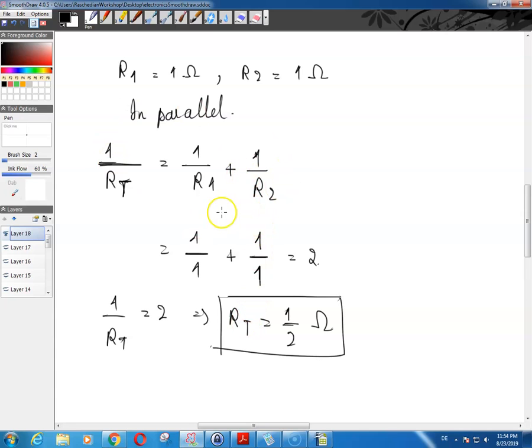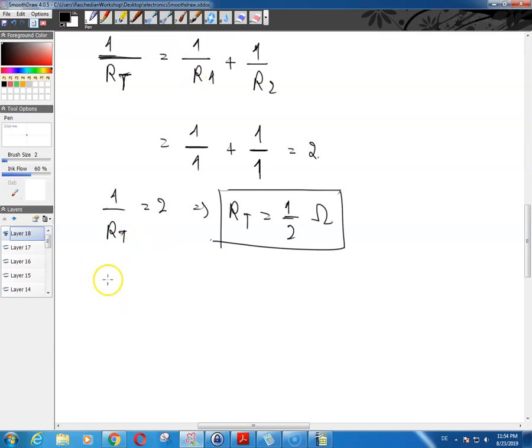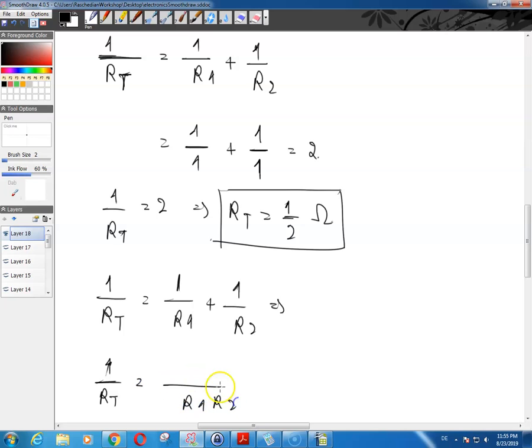Otherwise, if you want to use the other formula so that you don't have to take the reciprocal of both sides, let's derive it again. 1 over R of t is 1 over R1 plus 1 over R2, and so 1 over R of t is equal to R1 plus R2 over R1 R2. So if I take the reciprocal of both sides, R of t is equal to R1 R2 over R1 plus R2.